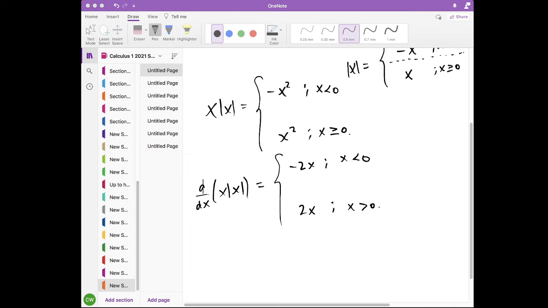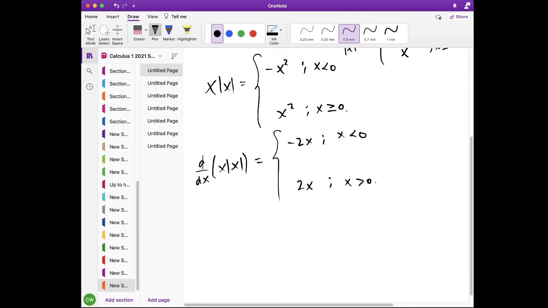Anybody know the problem with 0? It's not a problem for the first derivative, but remember that the derivative is a limit. So at 0, right, there's two things going on. There's the left-hand part and there's the right-hand part. So we need the definition of the derivative here.